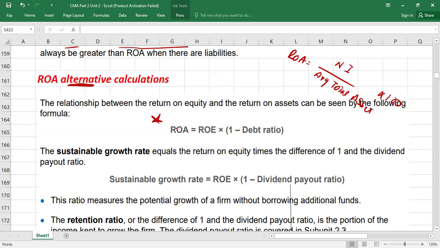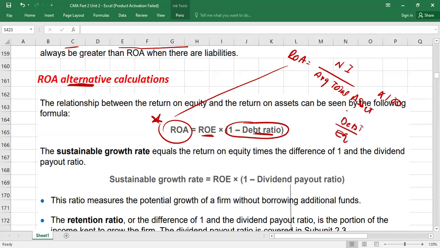But this is the alternative formula. If you use this formula, it will give you almost the same answer. What is this formula? Return on asset is equal to return on equity multiplied by 1 minus the debt ratio. This debt ratio they will tell you in the exam question. Mostly, debt ratio is what we take as debt divided by equity. This is called the debt ratio.